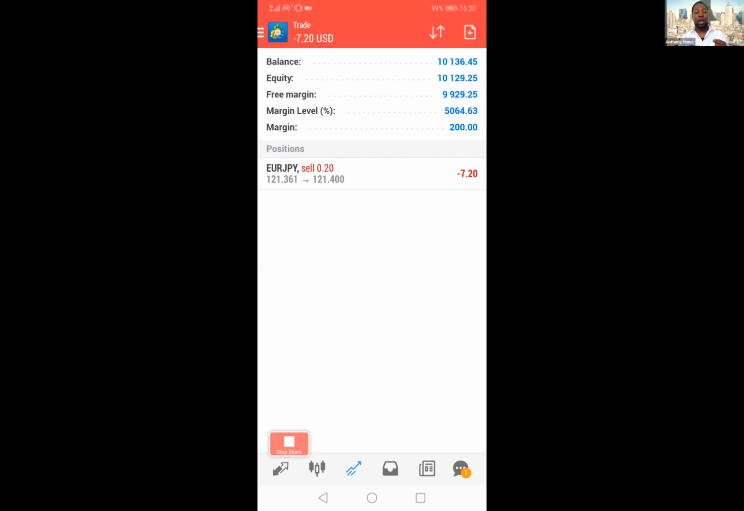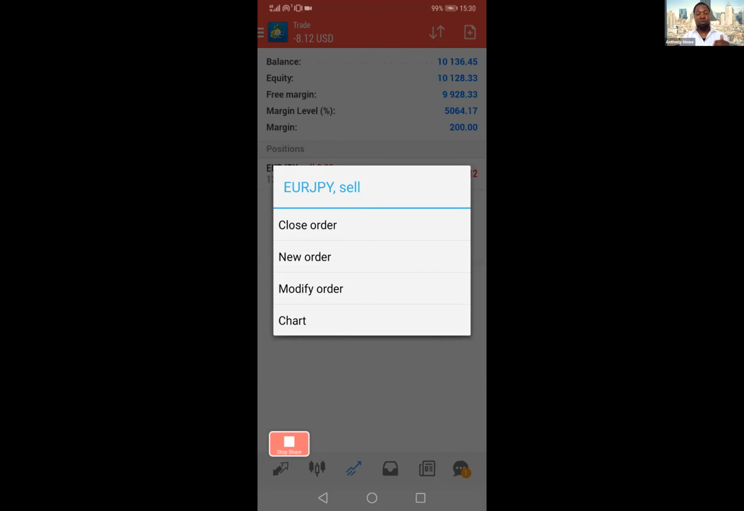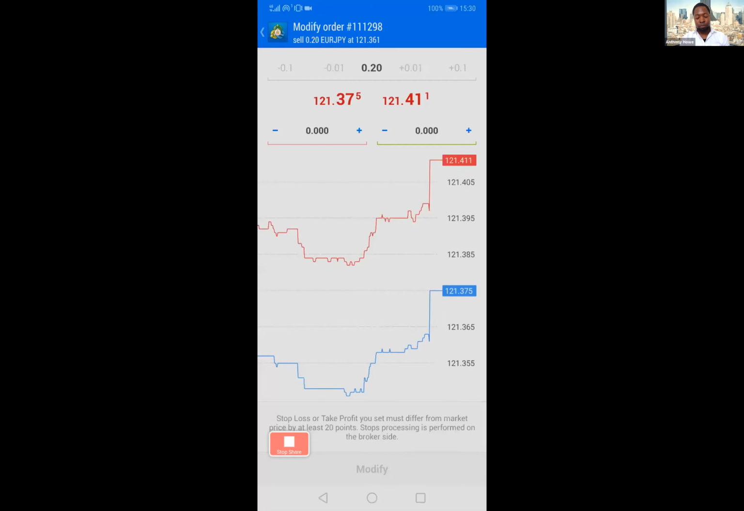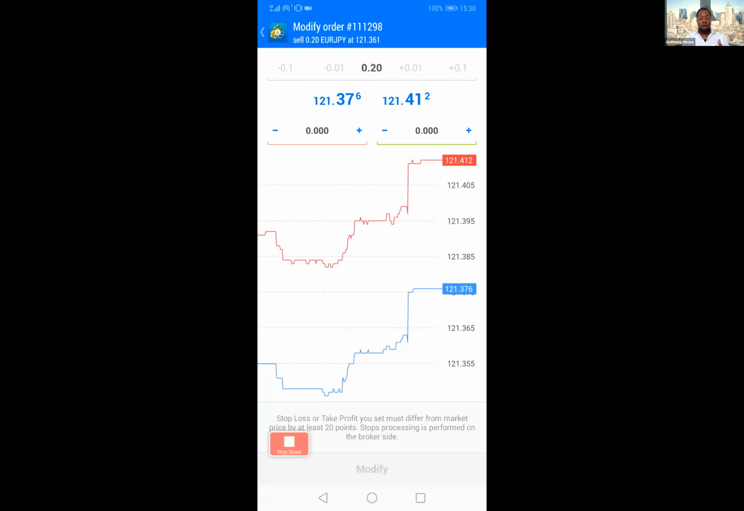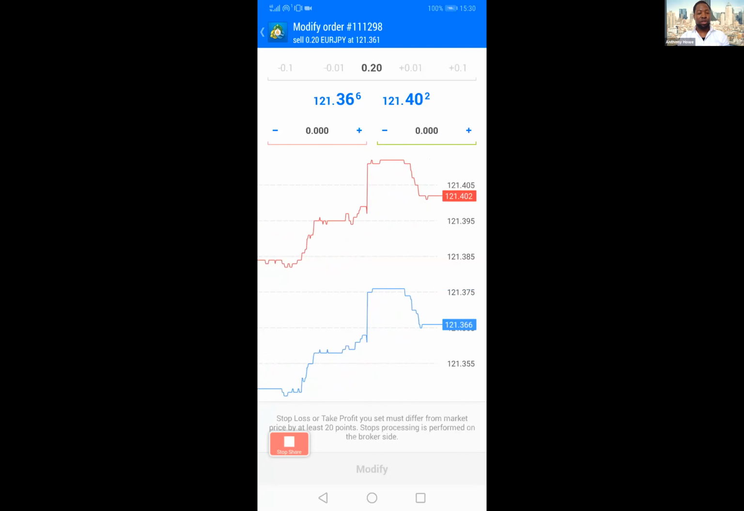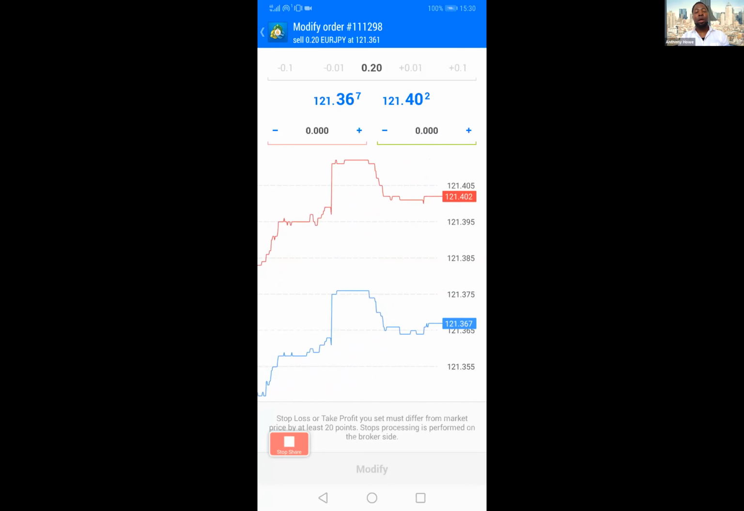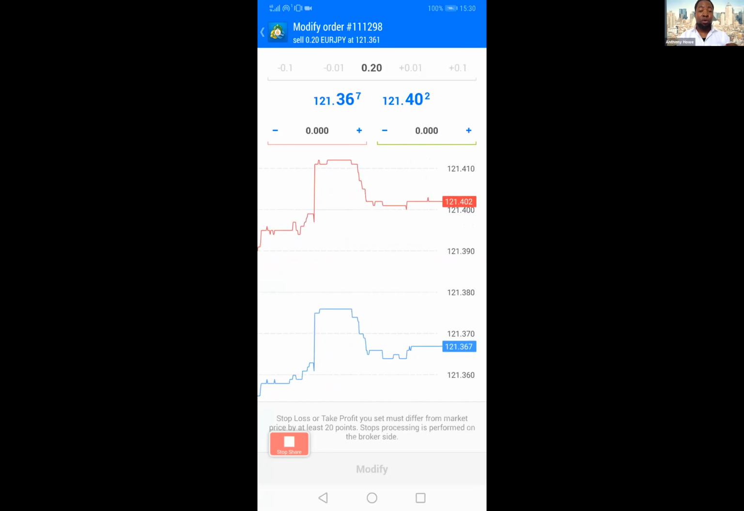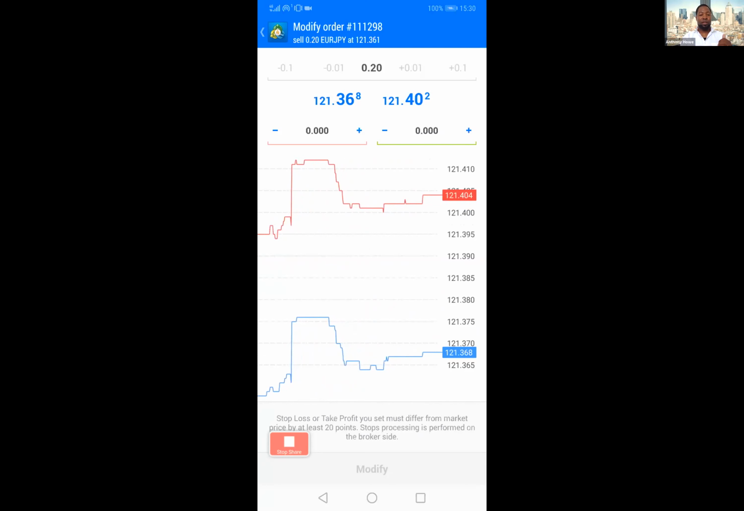The way to do that is by holding down the order. So press down on the order. You'll have some options come up. You want to choose modify order. Now, on the Android, you'll have a green and a red line. You can see where it says 0.000 on the red line and 0.000 on the green line. Well, with iPhone, it actually tells you take profit and stop loss.